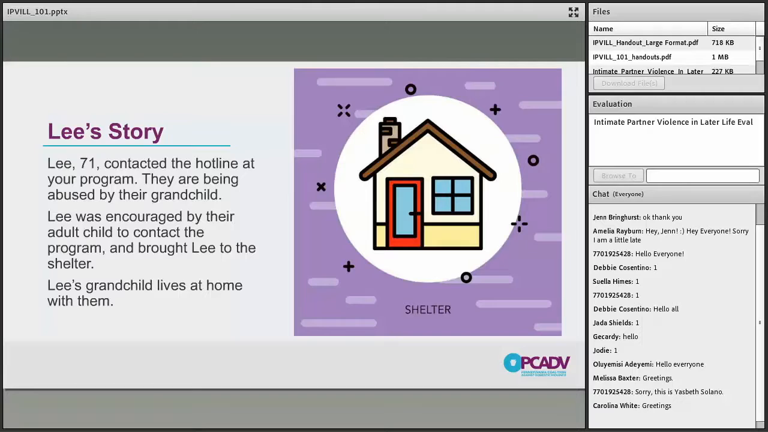Lee was abused by their grandchild. They don't fit the definition of domestic abuse. We should call elder abuse services. I talked with Lee last night. They seemed very confused and just kept crying. Are you sure they don't have Alzheimer's disease? Wow, 71. They don't look that old. They probably are not going to want to stay here. We don't have anyone to provide care for Lee.